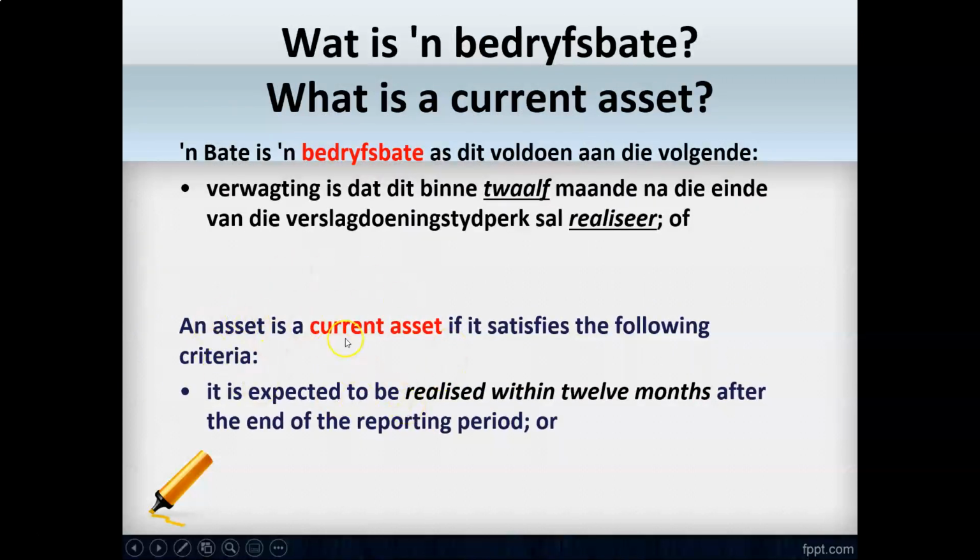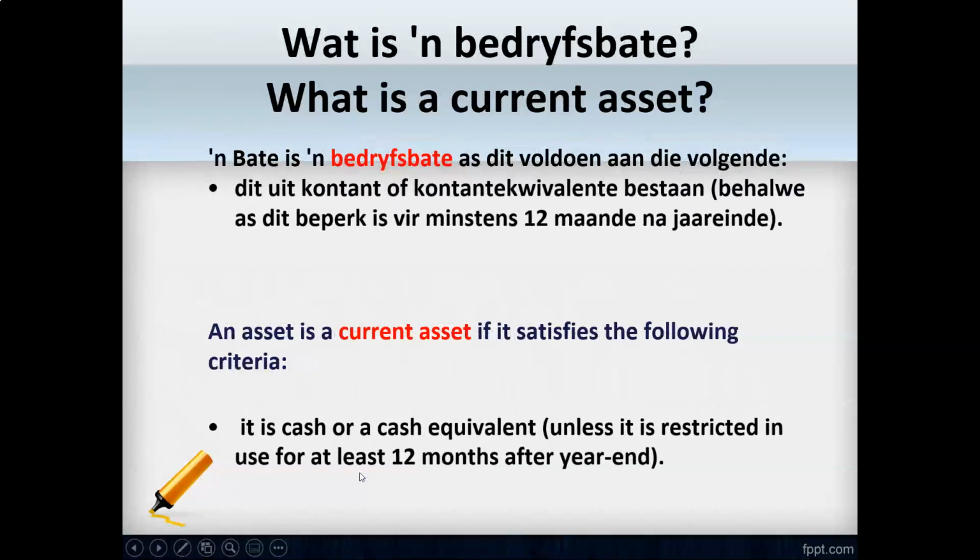The third criteria that a current asset must meet is that it is expected to be realized within 12 months after the end of the reporting period. Now here we actually assume that the normal operating cycle is 12 months or less. So that current asset must be converted into cash in a period which is within 12 months after the reporting period.